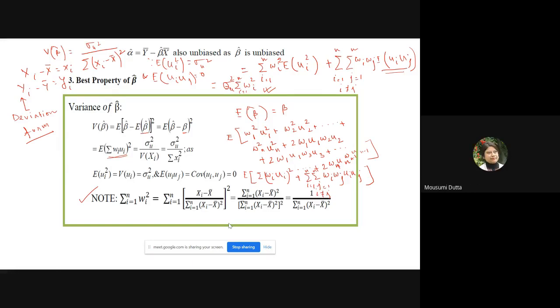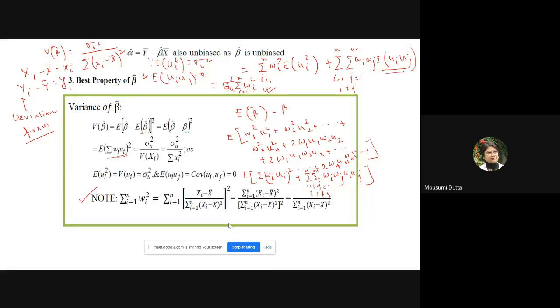So we have the variance formula in our hand. This is sigma u square divided by summation xi minus x bar whole square. With this knowledge, I'll consider any other unbiased estimator of beta and calculate the variance of that alternative estimator, and then I'll compare the variances of the two.